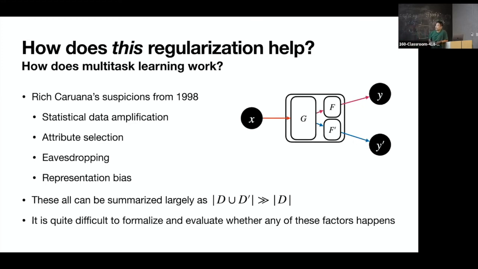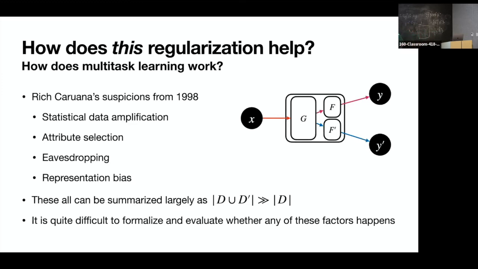The third suspicion he had was what he referred to as eavesdropping. I have absolutely no idea. I read his dissertation from the beginning to the end. I still don't understand what that means. So let's pass. And then the representation bias is exactly what this figure shows.